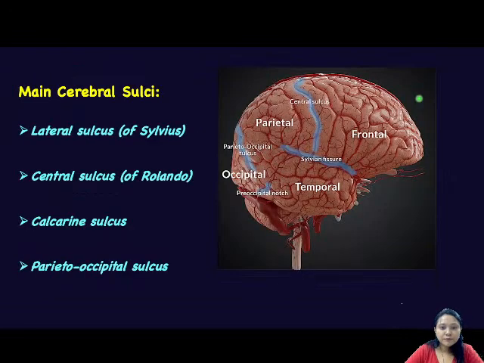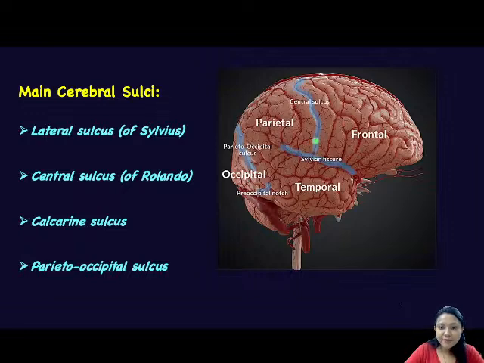Okay. So the main cerebral sulci. So we will study the main sulci a little. One is the lateral sulcus of Sylvius. So you have a lateral sulcus here. Just above the temporal lobe you can see the lateral sulcus of Sylvius.